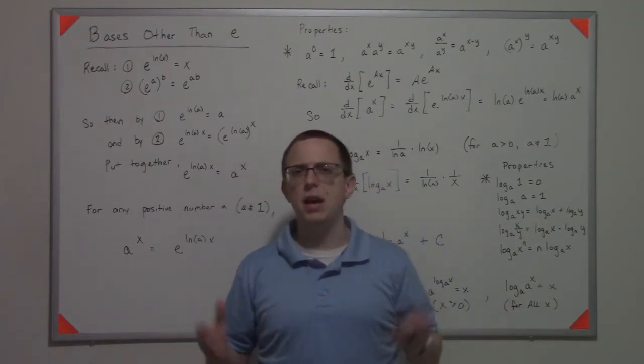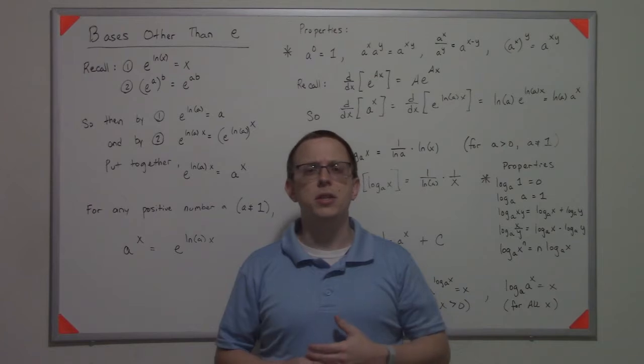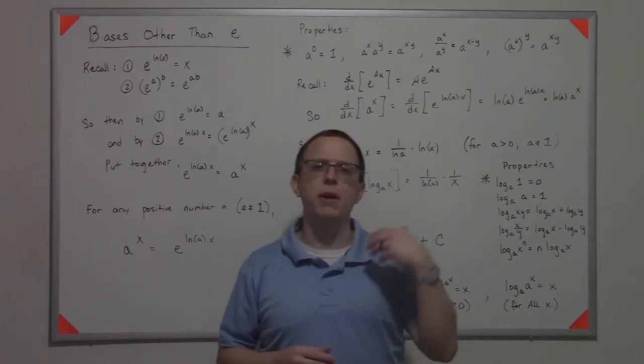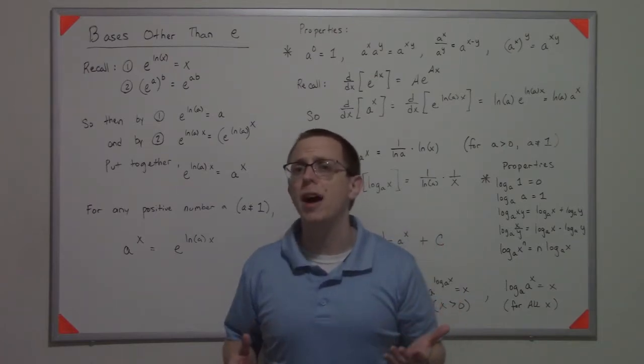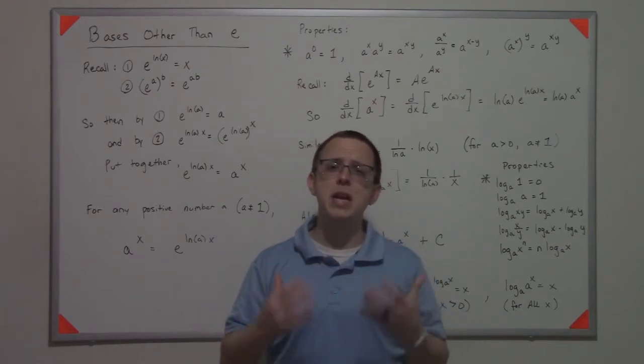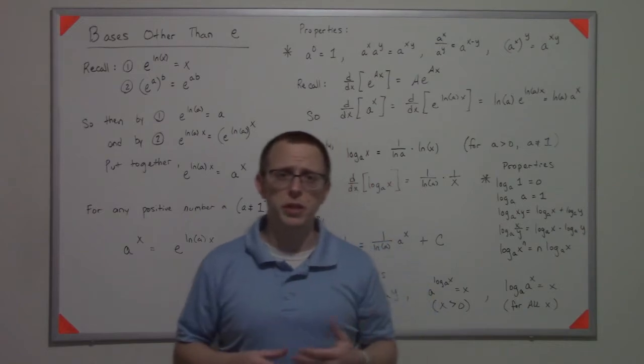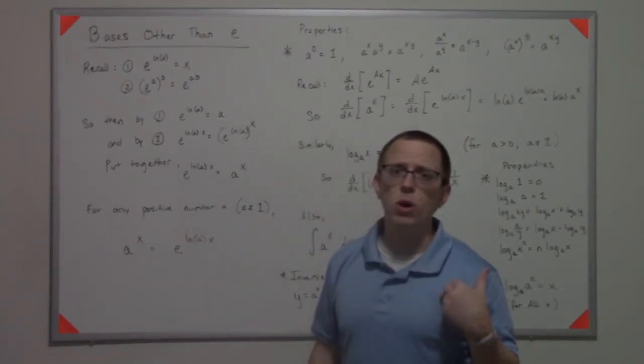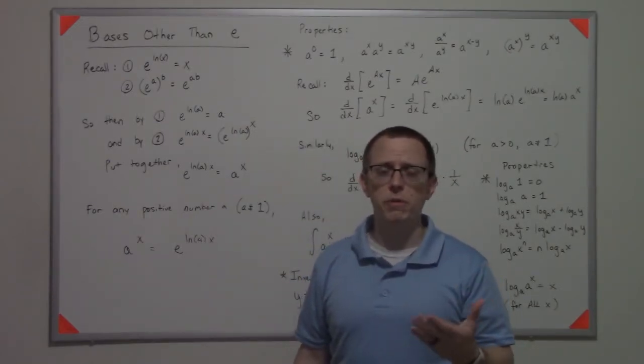But you can have any kind of base. You could have 2 to the x or 2 to the t. You could have 3 to the x. You could have 1.5 to the x. You could have pi to the x. So we want to talk about a meaningful way to discuss all of these different bases. And to do that, we're going to review some information that we've already covered.